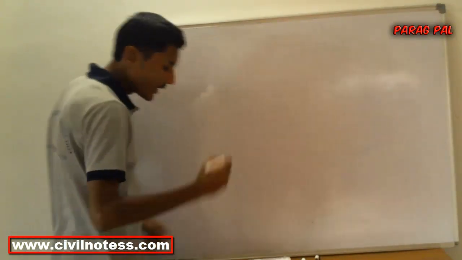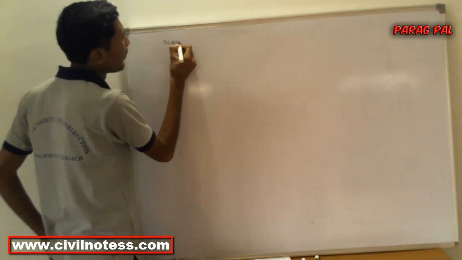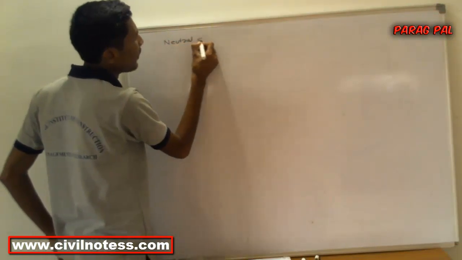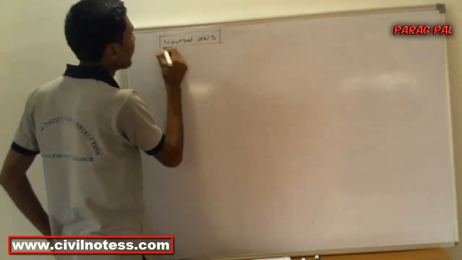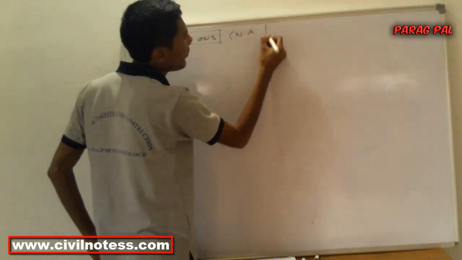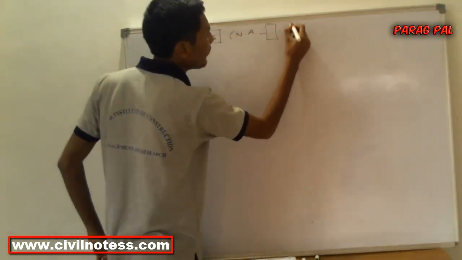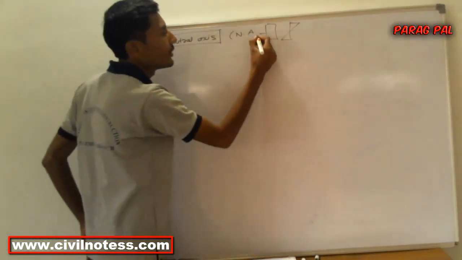Now we are talking about the neutral axis, which is called NA. As we know, we draw one box, and from there we draw this section. This axis is called the neutral axis.